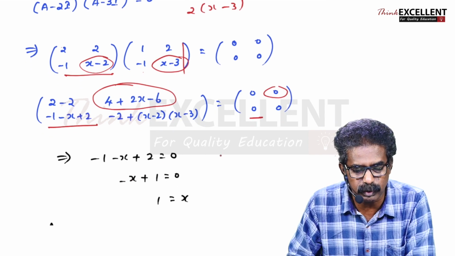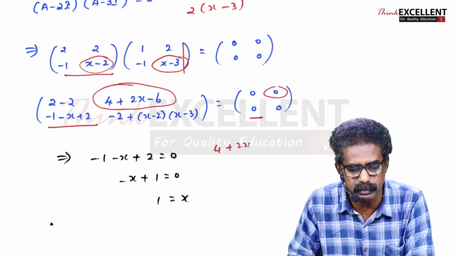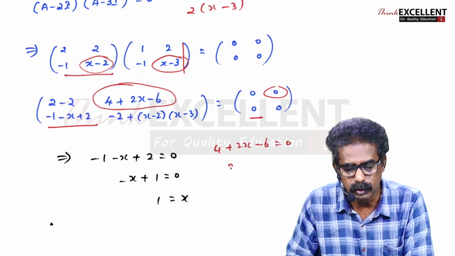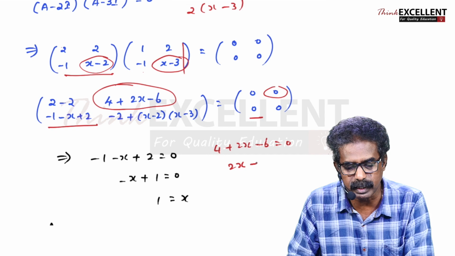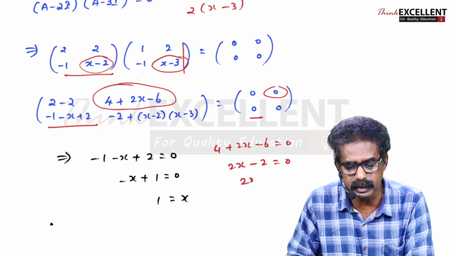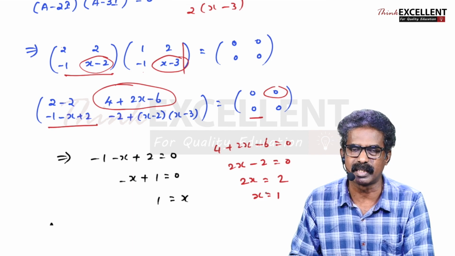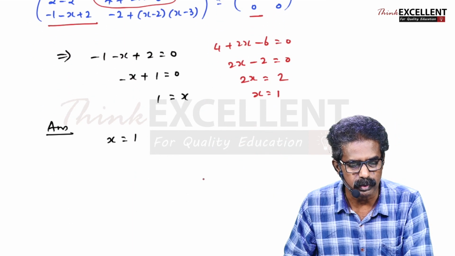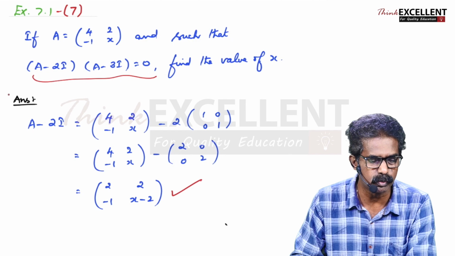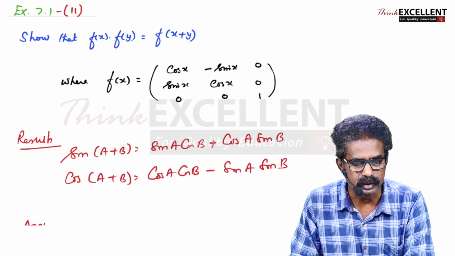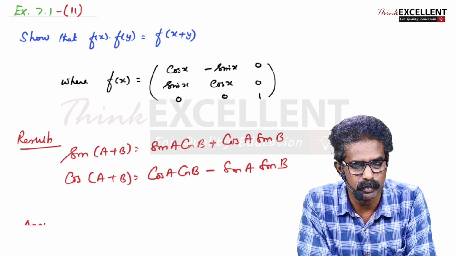If we take the second one, you see 4 plus 2x minus 6 equal to 0. 2x, 4 minus 6, minus 2, equal to 0. 2x is equal to 2, x equal to 2 by 2, it is 1. Same answer you'll get, right? So this is how you have to find. Now let's move on to another question. Question number 11, this is a very good question.